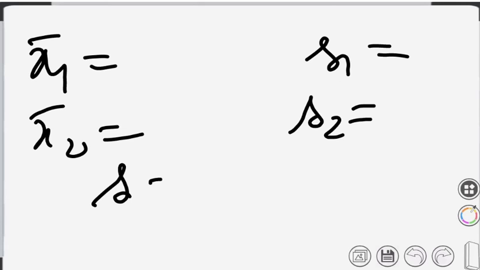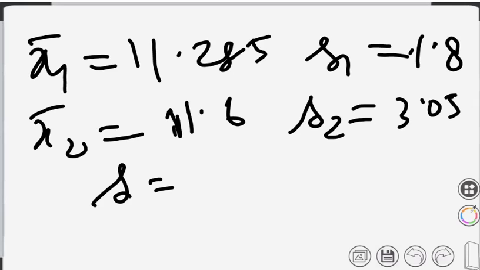So please calculate what will be x1 bar, what will be x2 bar, what will be s1, what will be s2, and what will be s. Please calculate, then we'll come back. I have used the scientific calculator and used the SD mode to find out these values. X1 bar, X2 bar, S1 and S2 I have already found out.